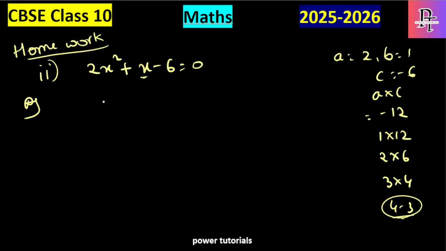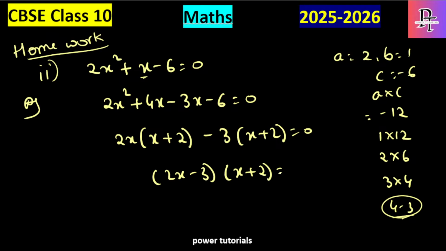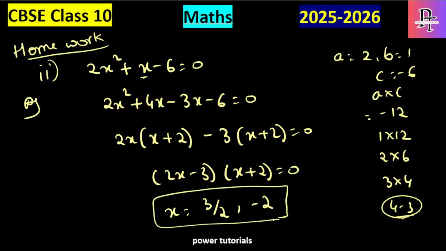So I will change the middle term, and it becomes 2x square plus 4x minus 3x minus 6 is equal to 0. If I take 2x as common, it becomes 2x into x plus 2 minus 3 into x plus 2 is equal to 0. So I can say it is 2x minus 3 into x plus 2 is equal to 0. So the x values are 3 by 2 and minus 2. Okay, hope you understood how I solved this question.